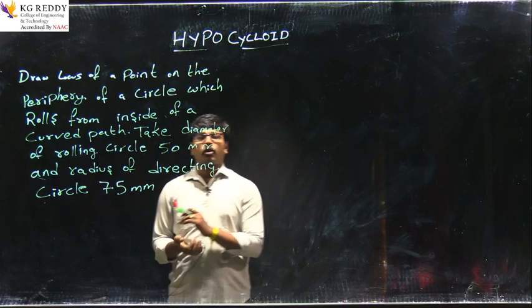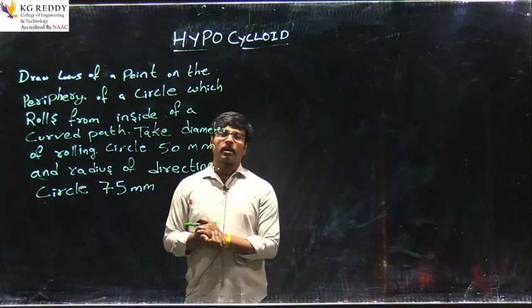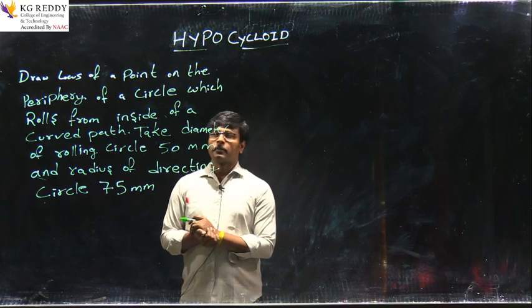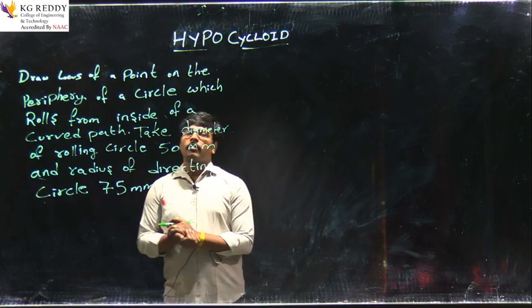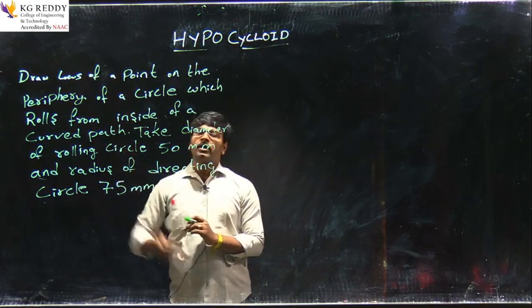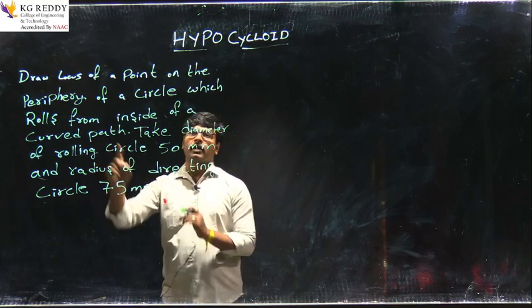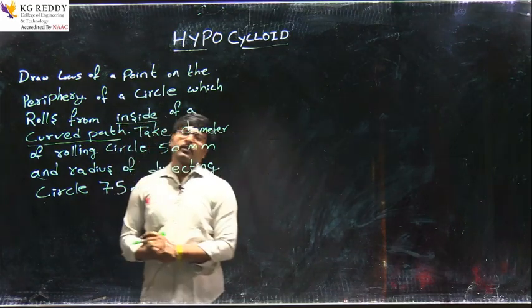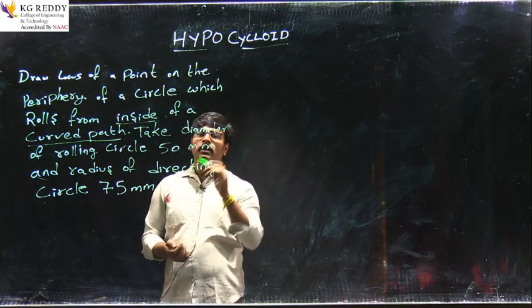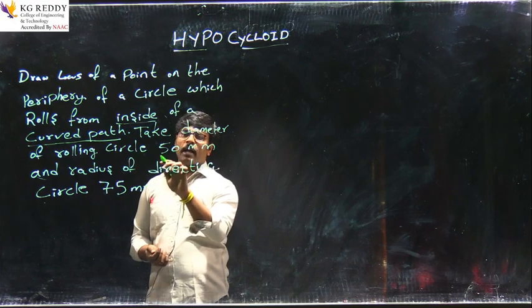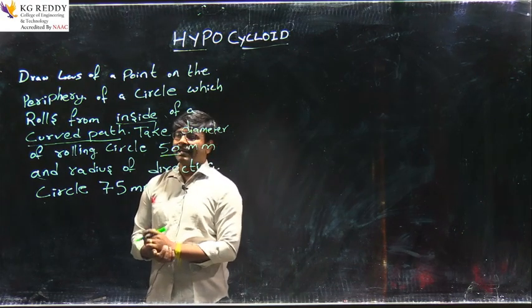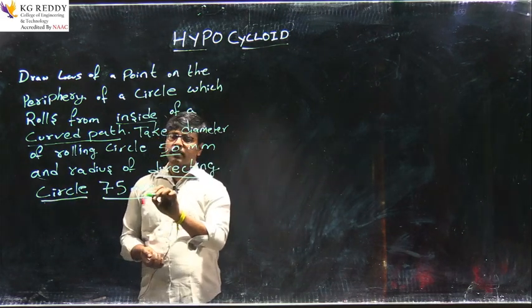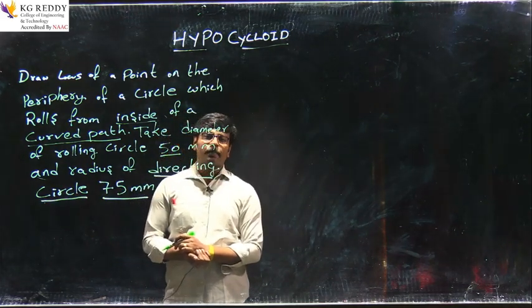Here the problem is how to draw, how to generate the hypocycloid: the locus of a point on the periphery of a circle which rolls inside a curved path, and this is the important point in a hypocycloid. The roller circle's diameter is 50 mm, and the radius of the directing circle, that is the curved path, is 75 mm.